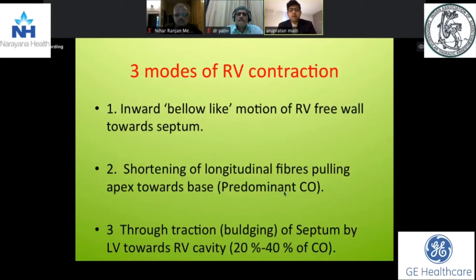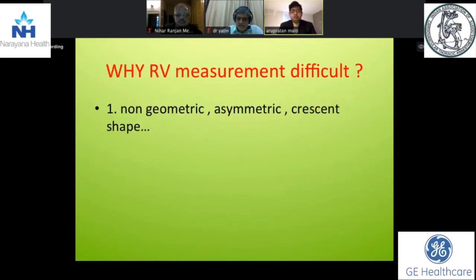So the RV contracts in three modes: an inward bellows-like motion of the RV free wall towards the septum; shortening of the longitudinal fibers, pulling the apex towards the base, which creates the predominant RV cardiac output; and traction of the septum by the LV towards the RV cavity, or septal bulging, which accounts for 20 to 40% of the cardiac output.